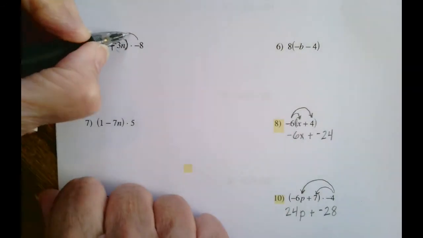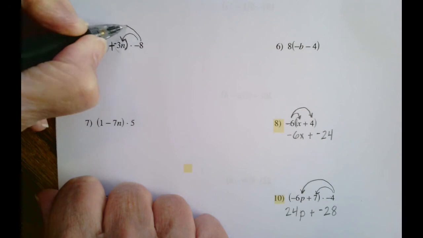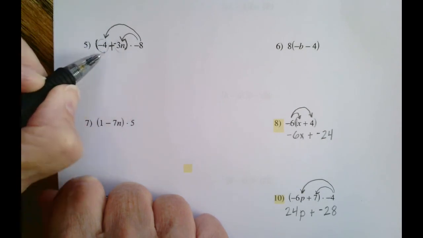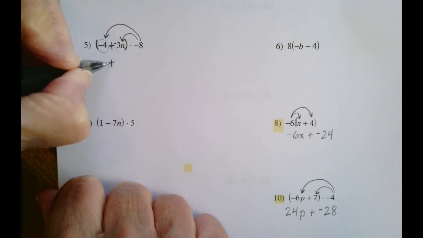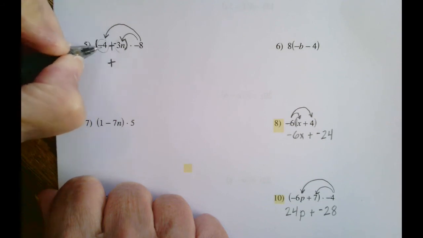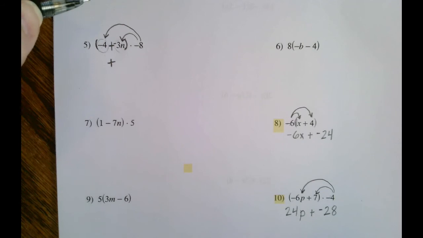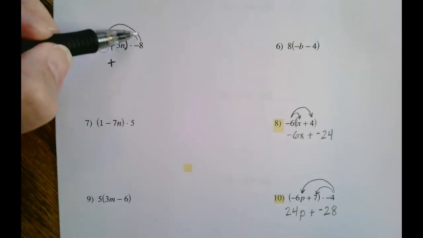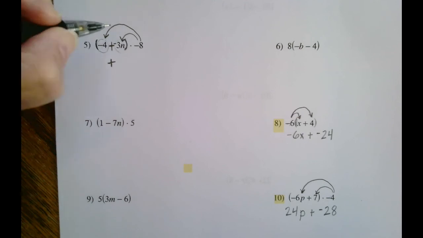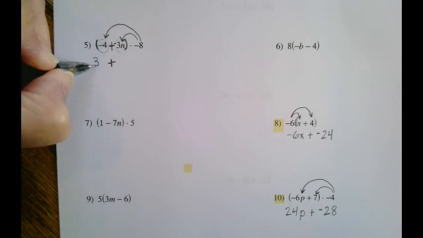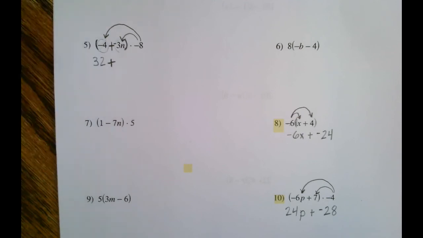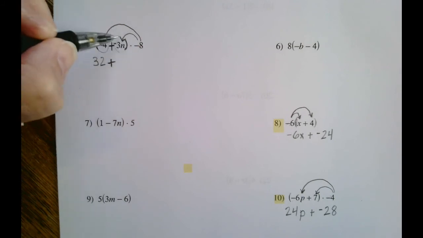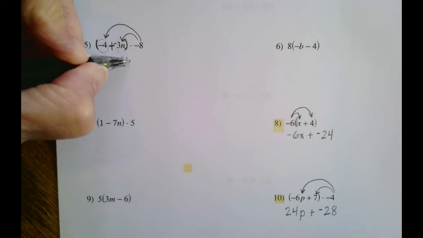Then I simply go through and do my distribution of my negative 8 to these addends. They now become addends, the parts that I am adding, and I do the exact same thing that I did when I was doing my addition problems. So negative 8 times negative 4, negative times a negative is a positive, so that's positive 32. Negative 8 times negative 3n is a positive 24n.